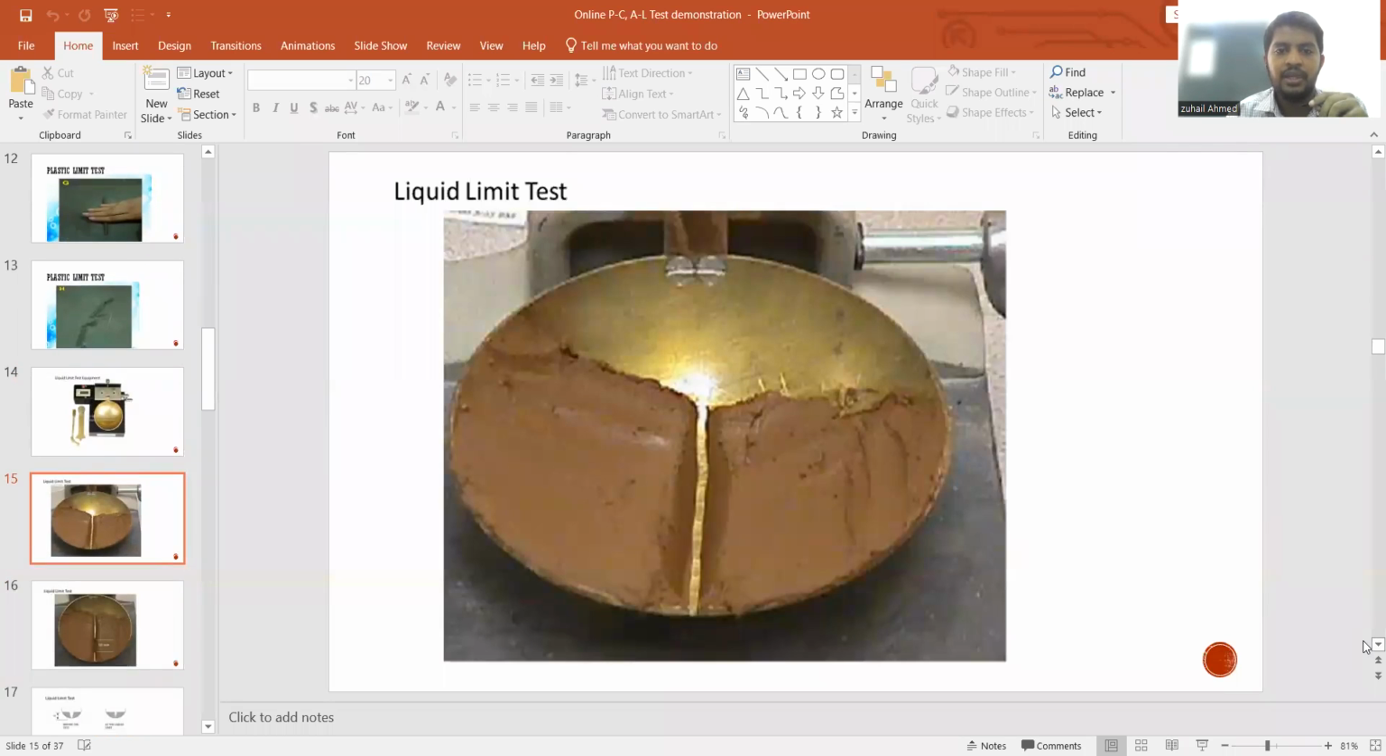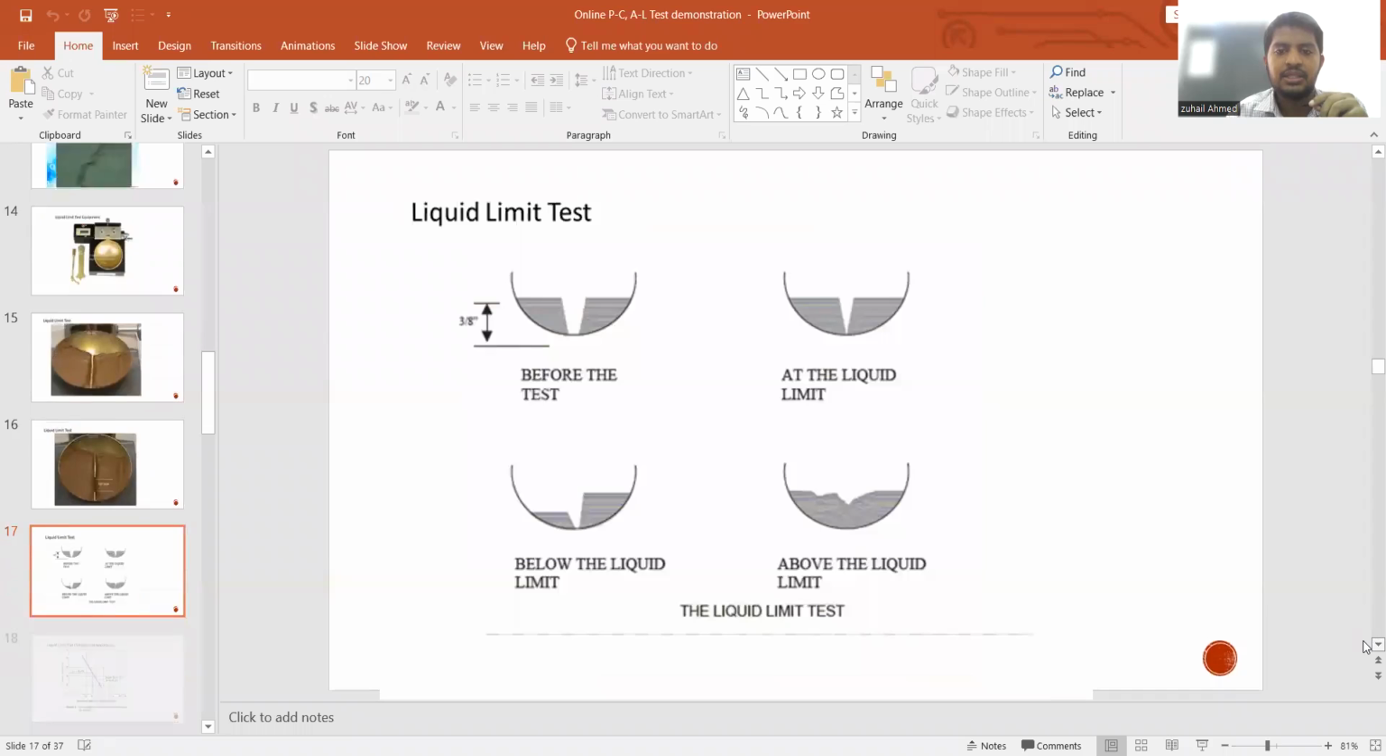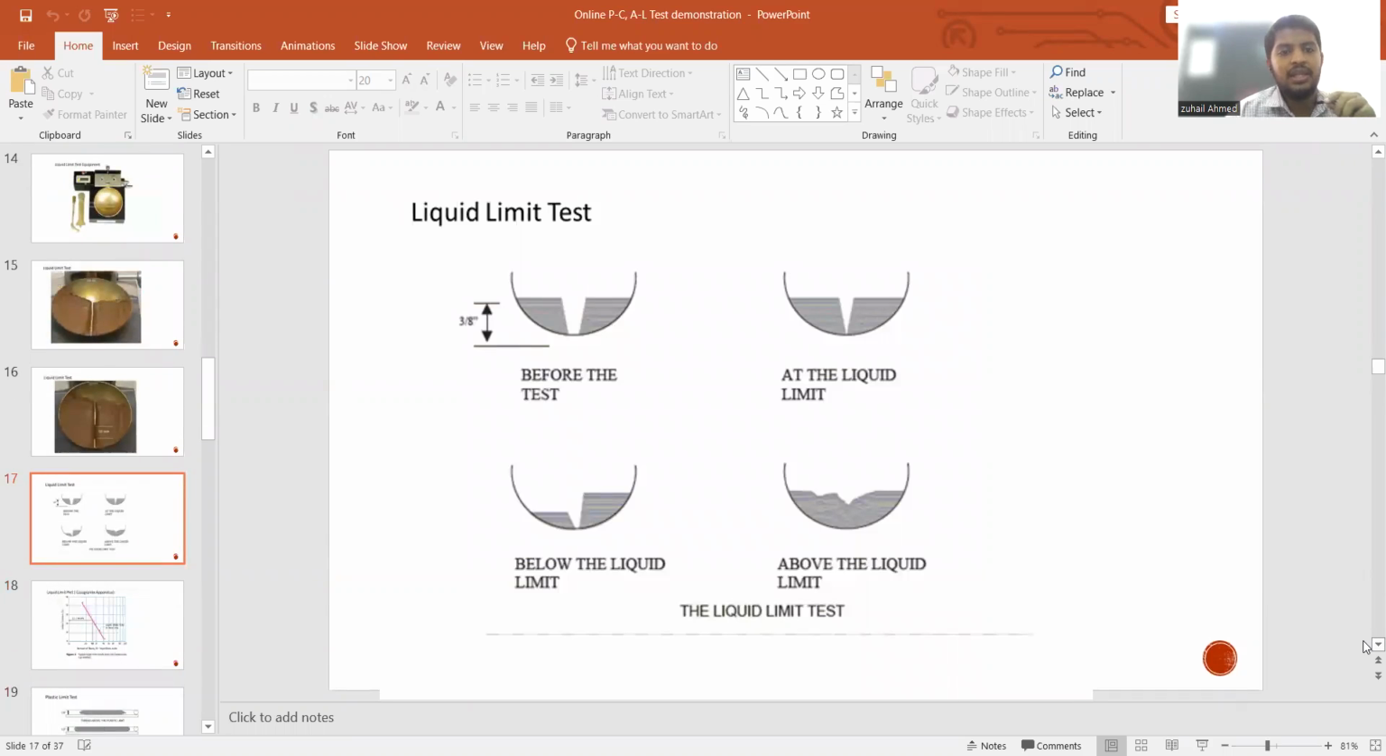This is how it will be, and the groove should close by 1/2 inch when you are doing the practical. That is the liquid limit state. You can see the state before the test. You place the sample like this, at around this depth. This is before the test.